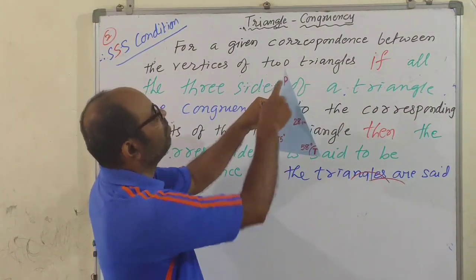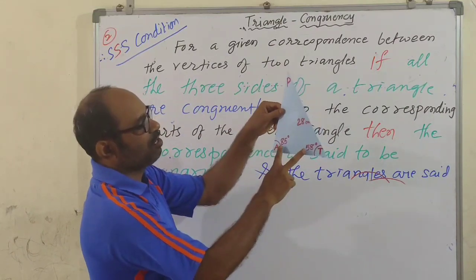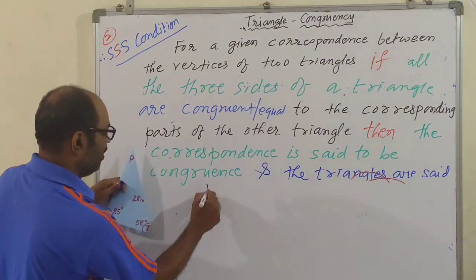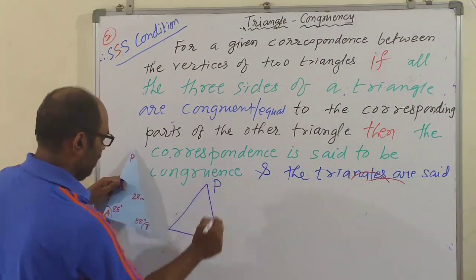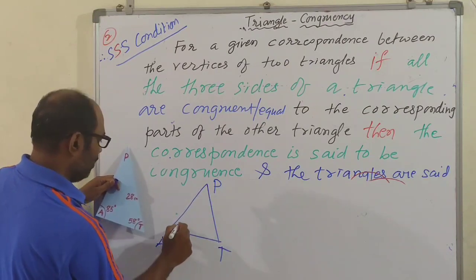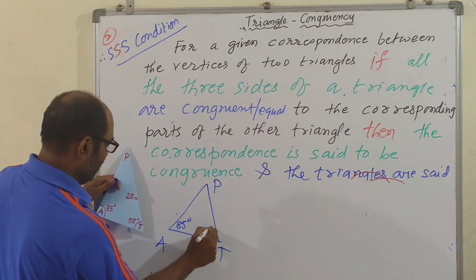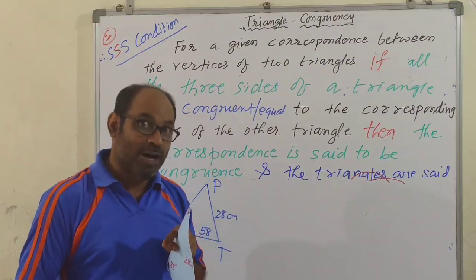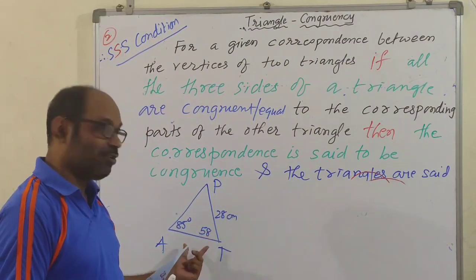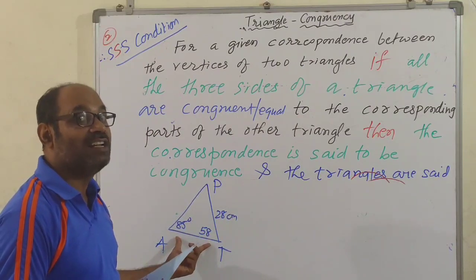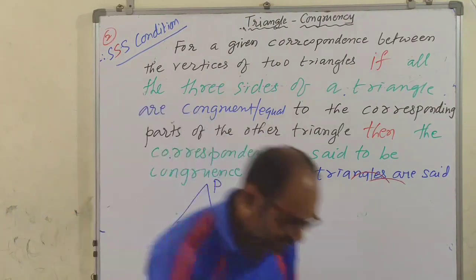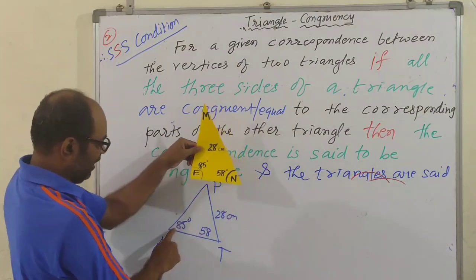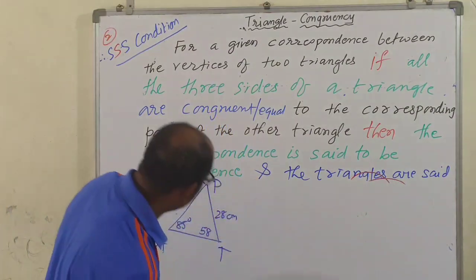Which triangle is this? PAT. And you have measure of 2 angles and 1 side. I'll draw that triangle here. PAT. This is 85 degree, this is 58 degree, and this measure is 28 centimeter. We'll have to pick up another triangle whose corresponding parts are congruent. That triangle also should have two angles congruent and one side congruent. Let's see. Here it is. Triangle MEN. Can you see 85, 58, 85, 58 and 28? Yes. So let me draw it here.